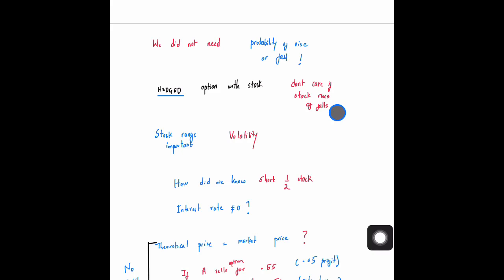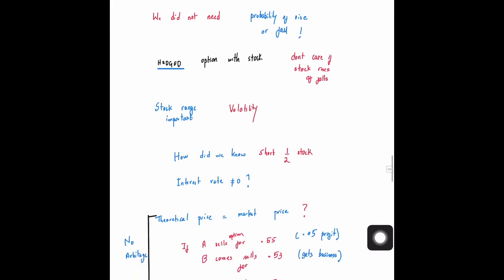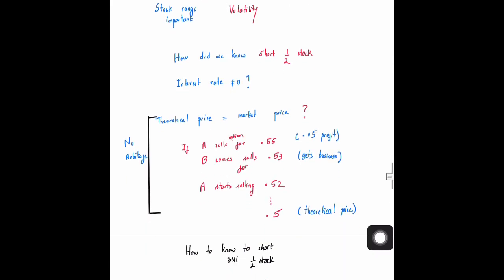However, the stock range, that is how much the price of the stock can go up or down, is important in the problem, and this is called the volatility. How much the stock price is varying, how much it could go up or how much it could go down. This particular range is called volatility, and this thing is important. Now you would say, okay, but how do we figure out how much of the stock to short?